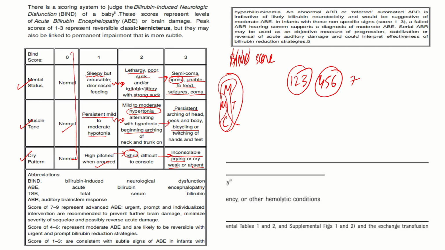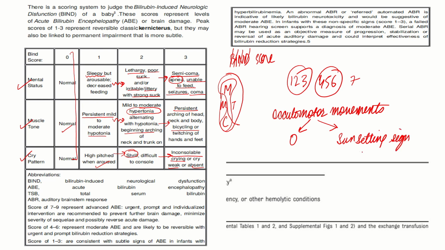This score has now been modified, and there's a fourth component which has been added, called oculomotor movements, wherein if there are normal oculomotor movements, the score given is 0, or if the child is having up-gaze palsy or sunsetting sign, a score of +3 is given. The severity scoring remains the same. This is known as the M-BIND or modified BIND score.